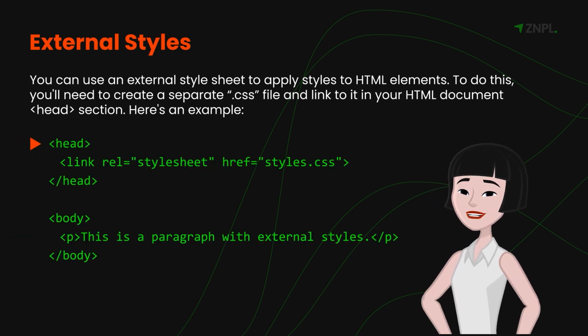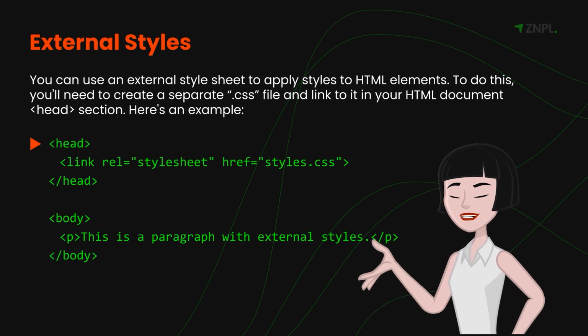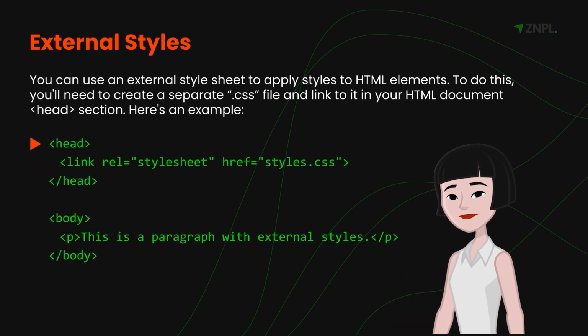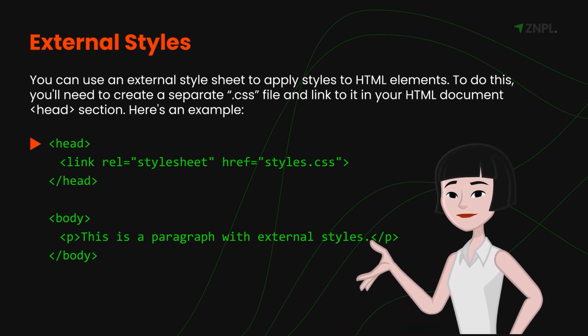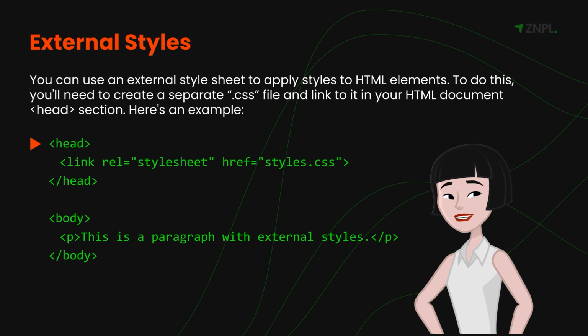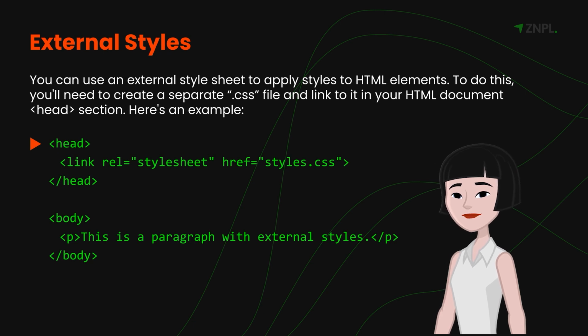External styles. You can also use an external style sheet to apply styles to HTML elements. To do this, you'll need to create a separate CSS file and link to it in your HTML document head section. Here's an example. In this example, the link element is used to link to an external style sheet named styles.css, which contains the styles for the P element.